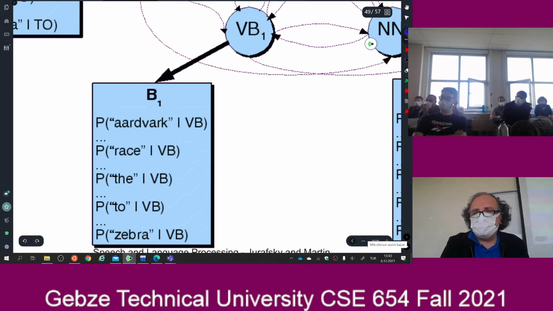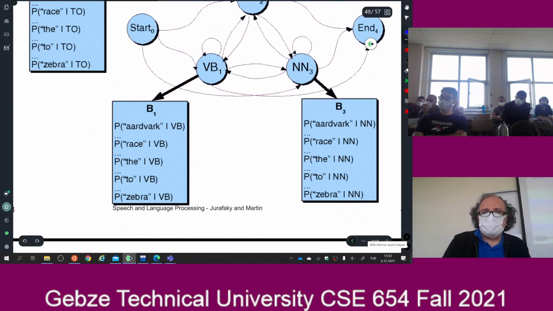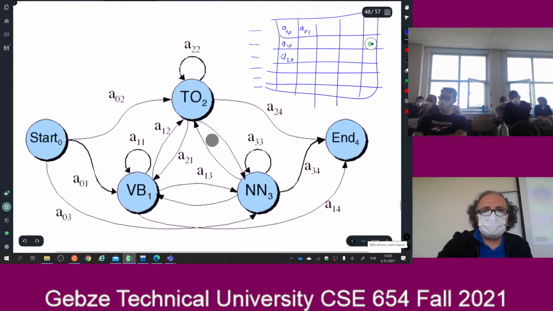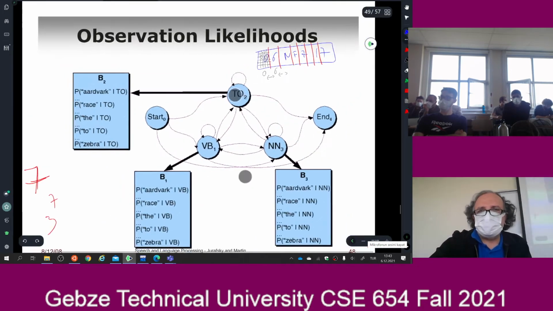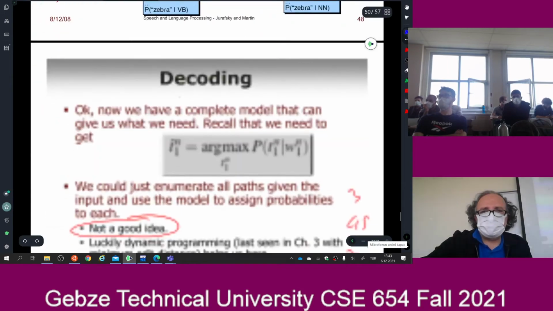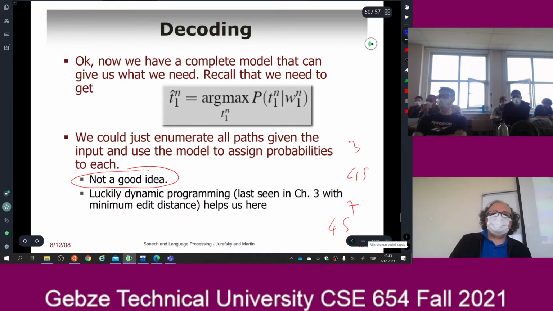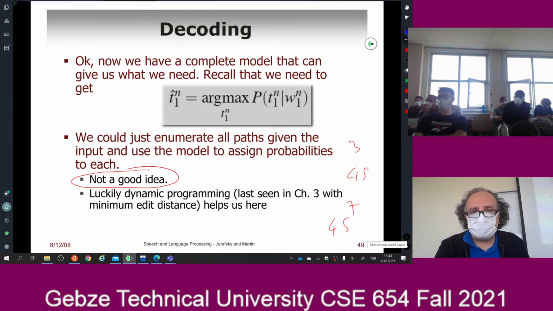The observation probabilities, these are. Okay, so I calculate this. How do I calculate it? I calculate it from my marked data set. Again, how do I calculate these? I calculate them from the marked data set. So I have my observation likelihoods. I have my transition probabilities. I know how to divide this into two: the transition probabilities times the observation likelihoods. Okay, and I know that one.